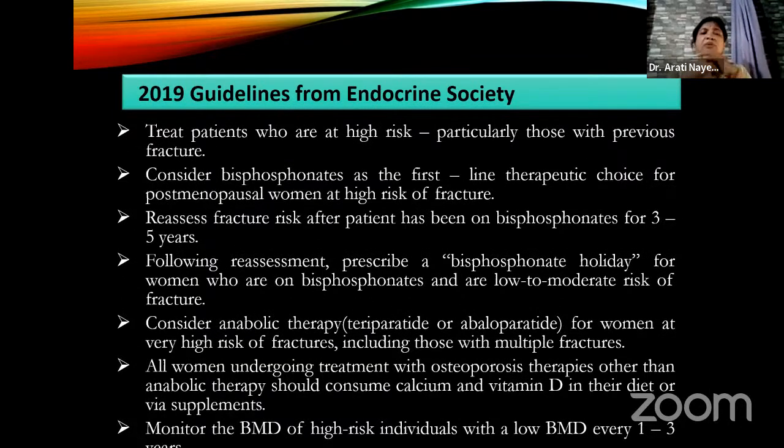The 2019 guidelines from the Endocrine Society say to treat patients who are at high risk, particularly those with previous fractures. Consider bisphosphonate as the first-line therapeutic choice for postmenopausal women at high risk of fracture, and reassess fracture risk after the patient has been on bisphosphonate for 5 years. All women undergoing treatment with osteoporosis therapy other than anabolic therapy should consume calcium and vitamin D in their diet or via supplements.